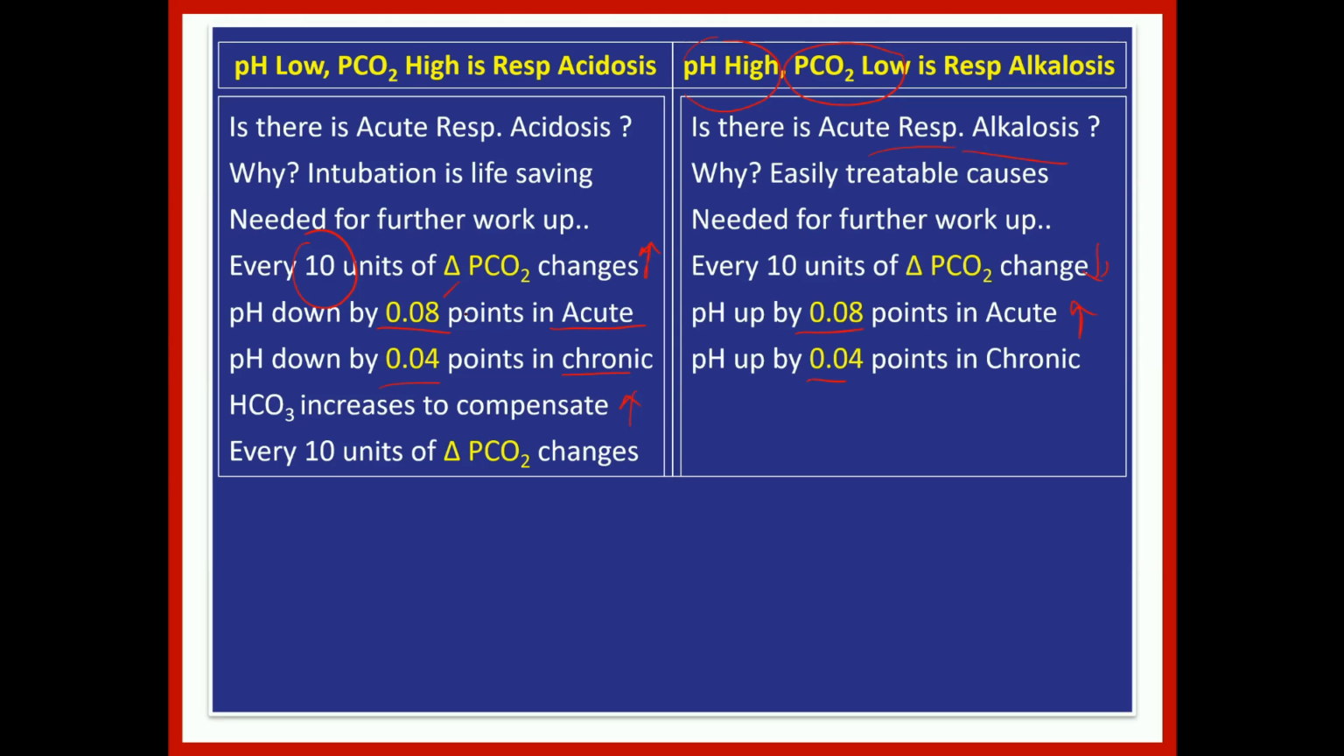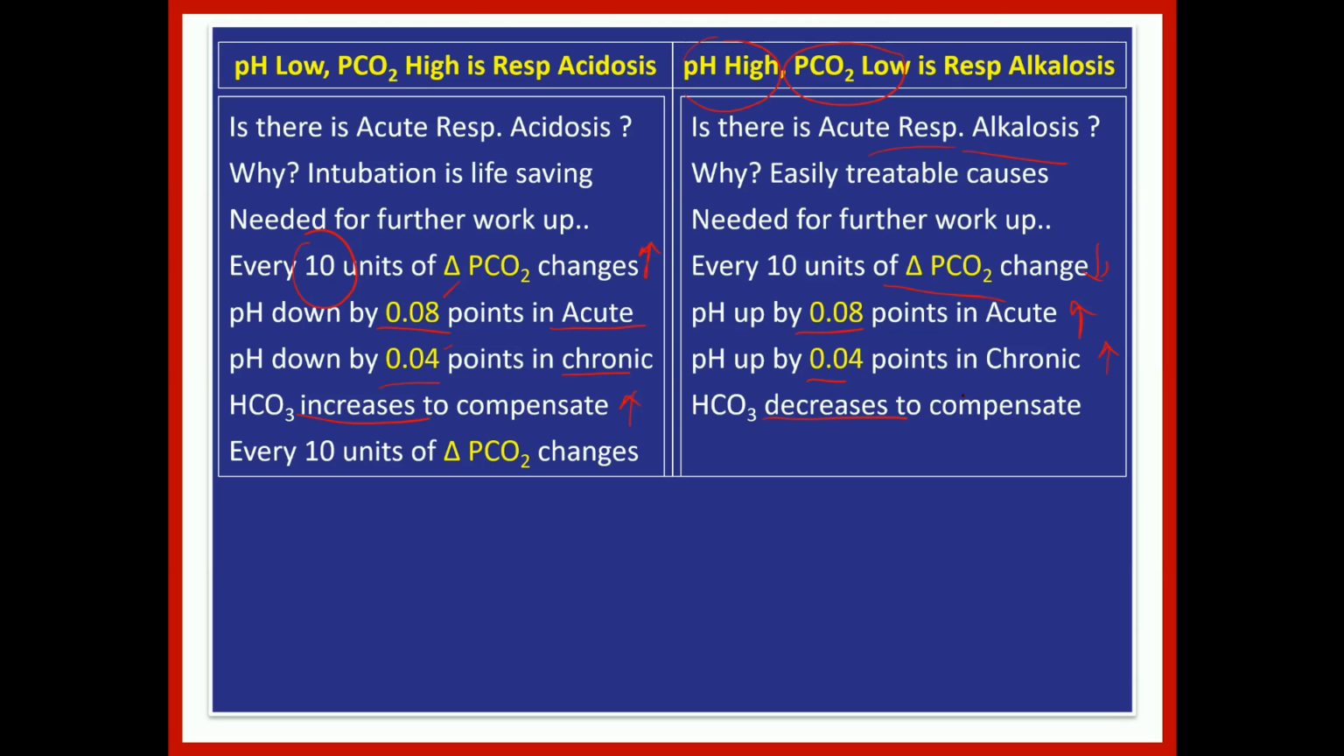Luckily, the numbers are the same here: 0.08 for the acute, 0.04 for the chronic. Then what is the bicarbonate concentration? Bicarbonate here increases; in this case, it decreases because it follows the primary variable. The primary variable is decreasing, so the bicarbonate also decreases to compensate.